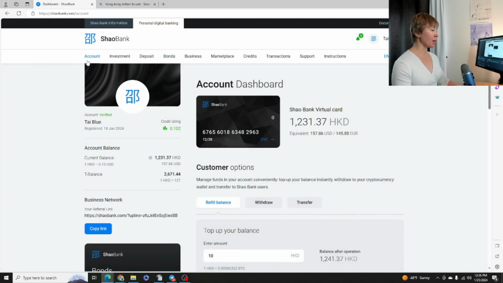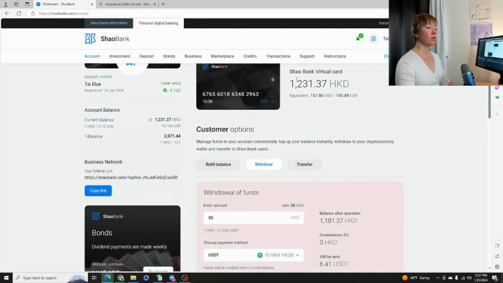Going back to the home page, otherwise known as account here, we're going to do a withdrawal. We're going to click on withdrawal right here. So we have 1,231 Hong Kong dollars to withdraw from. And I'm also noticing that it does put it in the US dollars or the Euro dollars right here. So that's really, really nice. I'm going to go ahead and punch in the full amount.